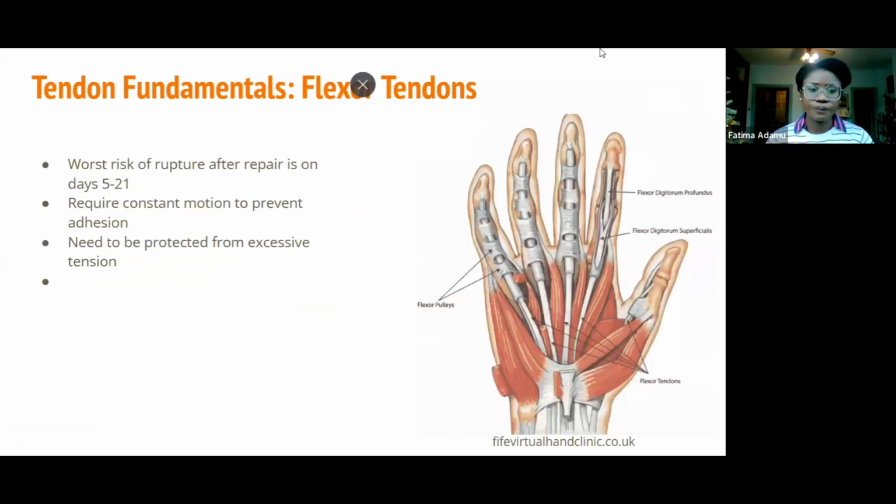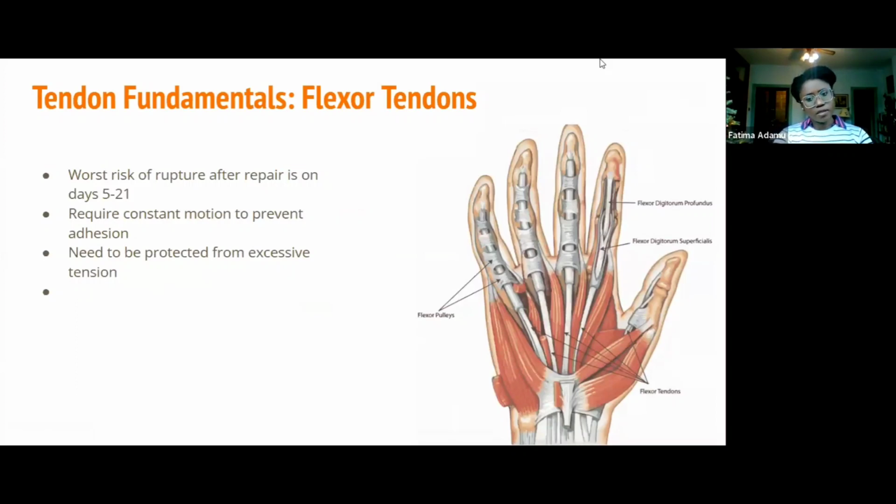Flexor tendons. In the event that you are dealing with a patient that was able to get a flexor tendon repair, the worst risk of rupture or damage to the tendons is in days 5 to 21. That's when the scar tissue starts to build up around the tendons. As your body's healing, it sends a bunch of protein-filled fluid to the site and starts to knit things together. So if you apply too much force and too much traction too quickly, then you risk injuring the repair.